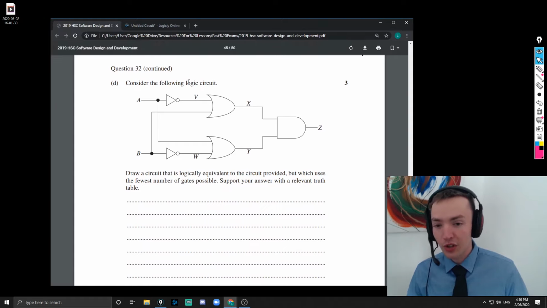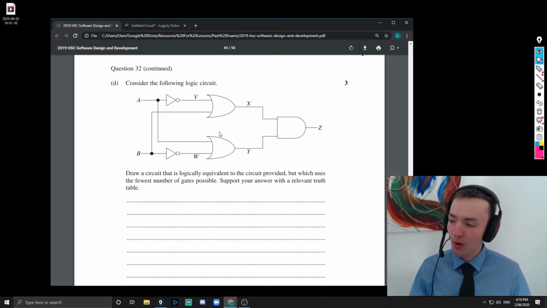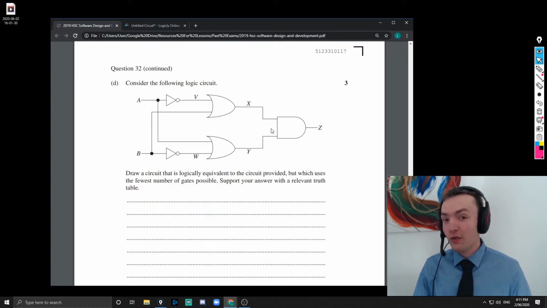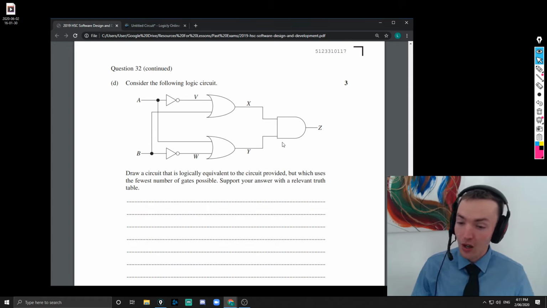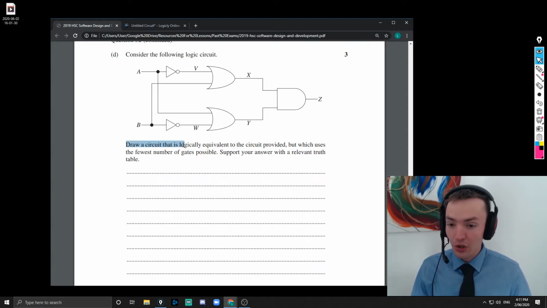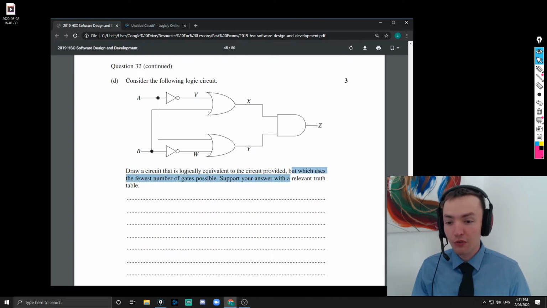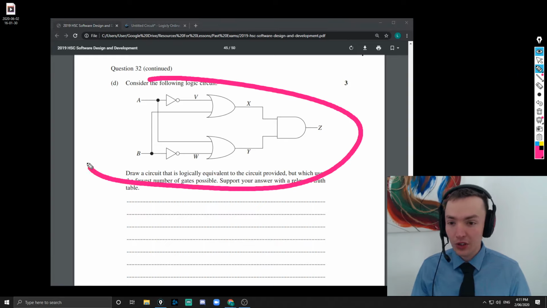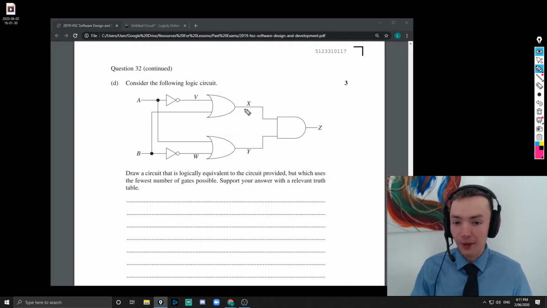Right, so it says consider the following logic circuit, and oh boy, it looks kind of complicated. Like, I don't know what's going on. I've just shown you one logic gate at a time, but whoa, there's 5 logic gates right here, and it's a bit confusing, isn't it? But don't worry, we're going to break it down. It says draw a circuit that is logically equivalent to the circuit provided, but which uses the fewest number of gates possible. So basically we need to look at this circuit and simplify it.